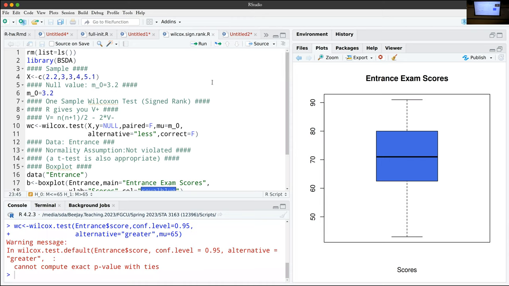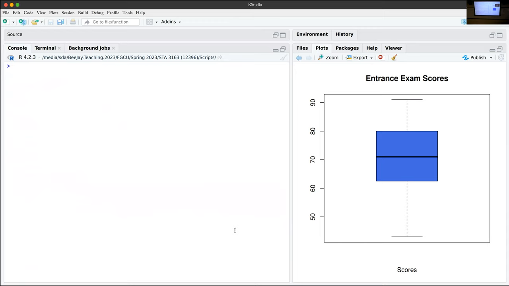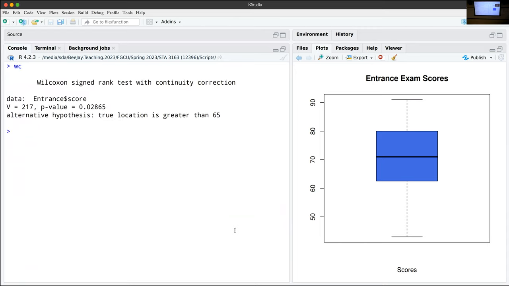Answer my question. That's what we get. Look at that, and you tell me. Thinking of the principal, what would you say during the PTA meeting? Are you going to ask the parents to shut up? Yes, absolutely. You have evidence to back you up.